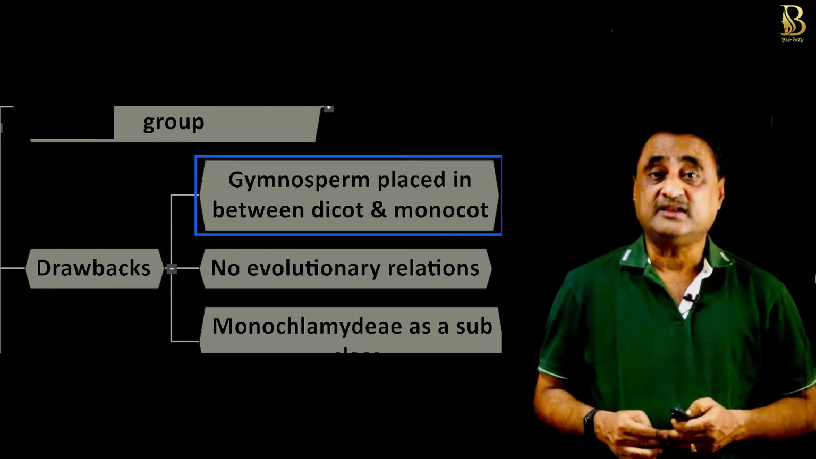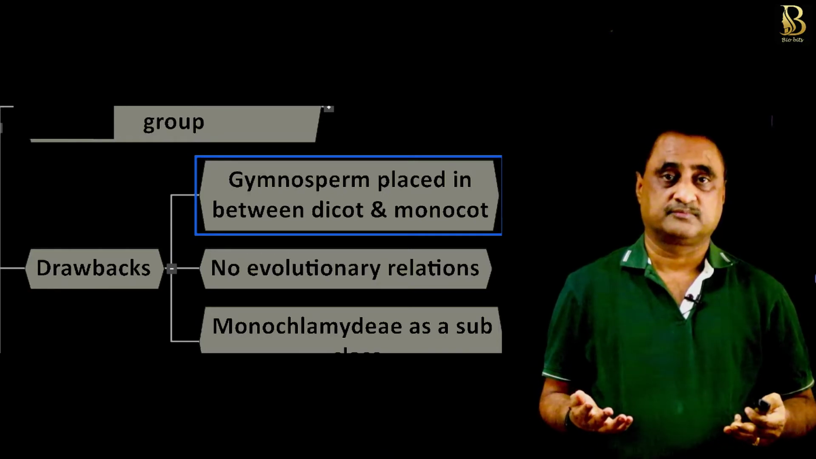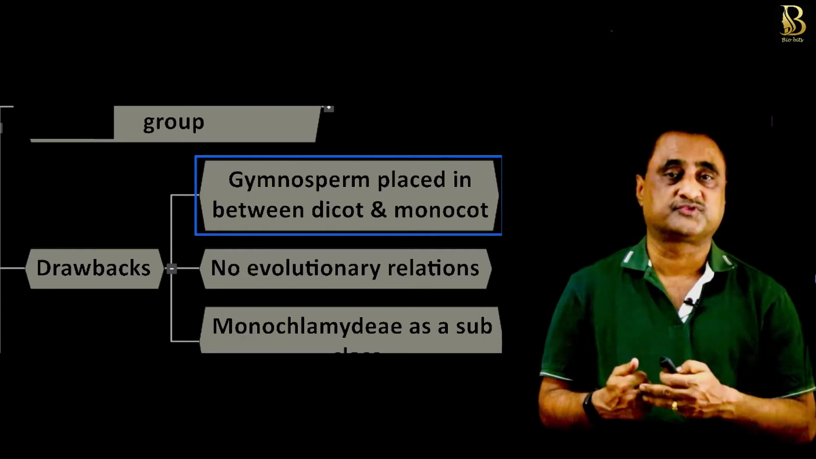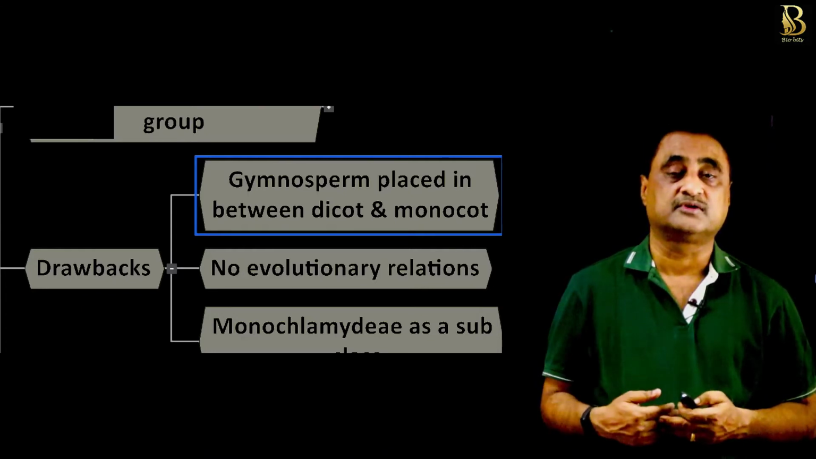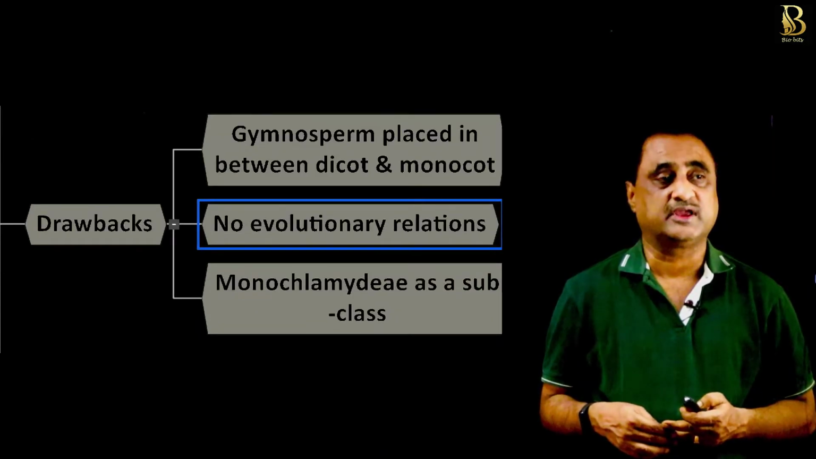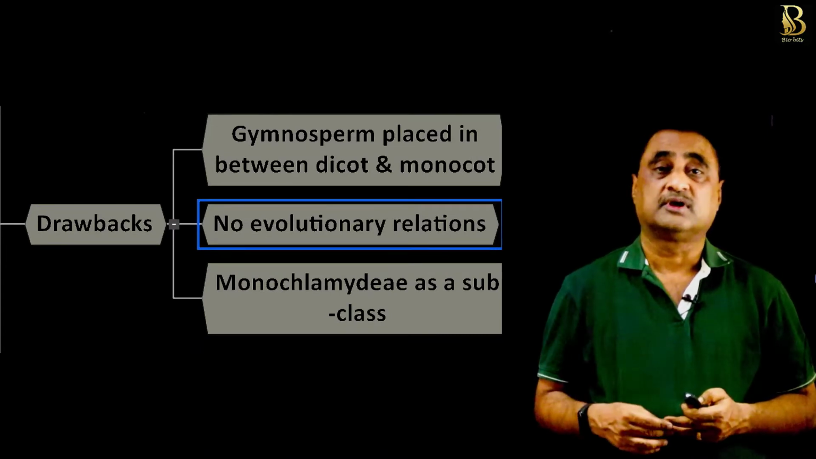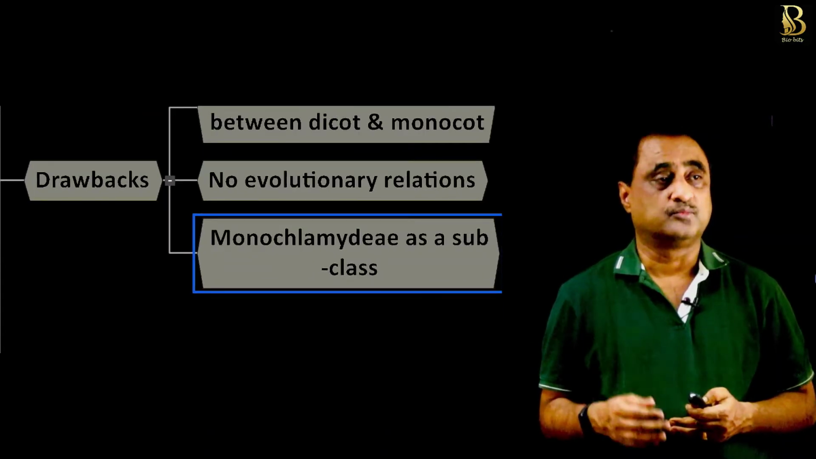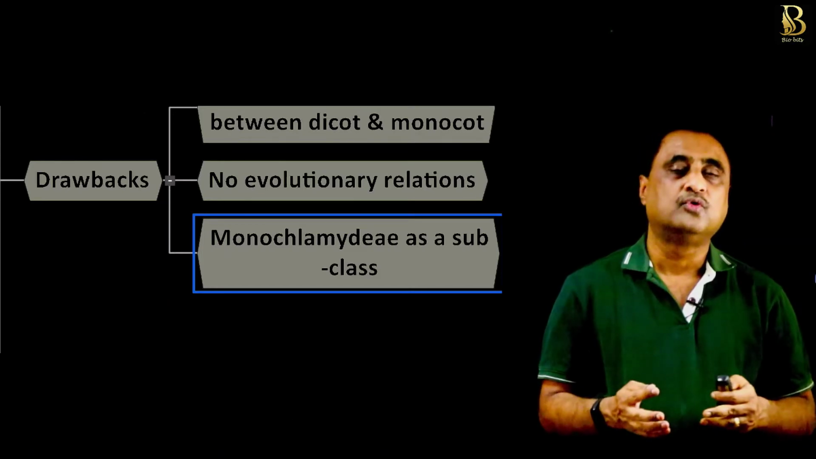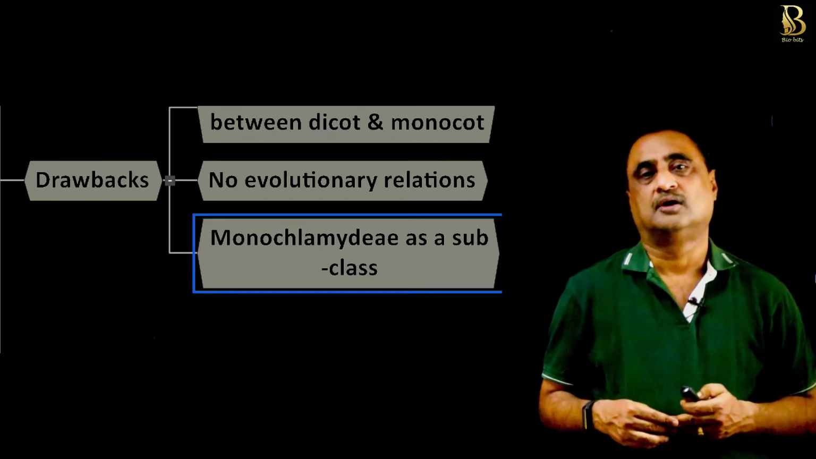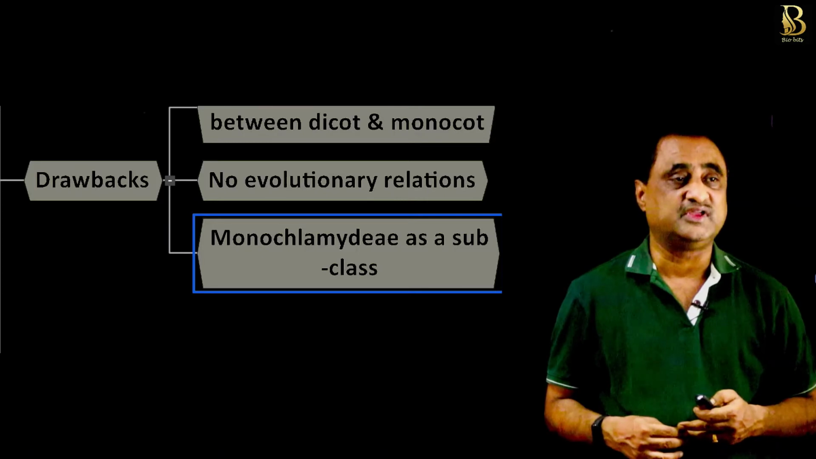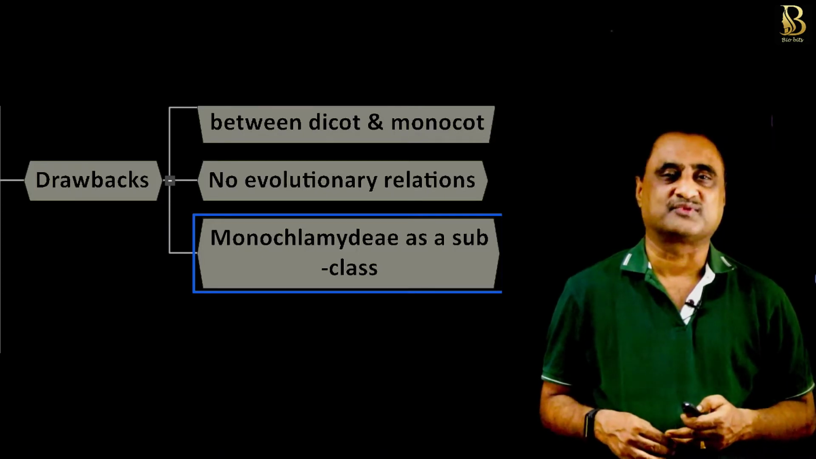Secondly, there is no evolutionary relation. They were not talking about any evolutionary relation between the groups, which is very relevant for classification. Unfortunately, this is not discussed. And one more, that is monochlamydeae as a subclass, which doesn't go with our modern knowledge. So these are the 3 main drawbacks we see in the Bentham and Hooker system of classification.